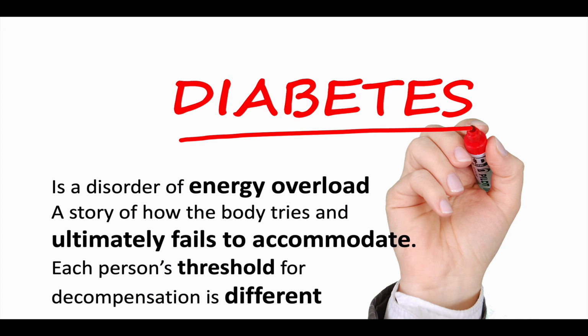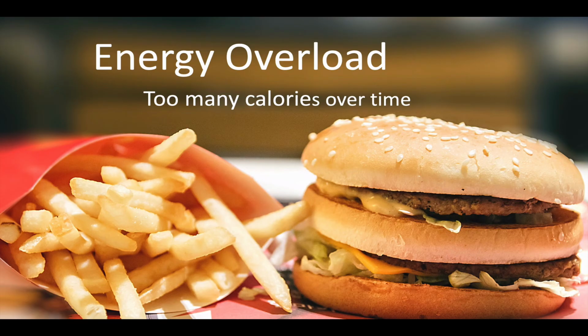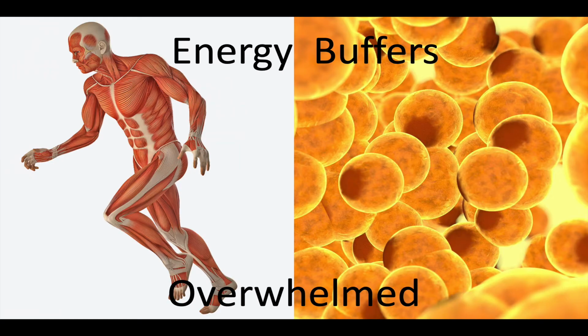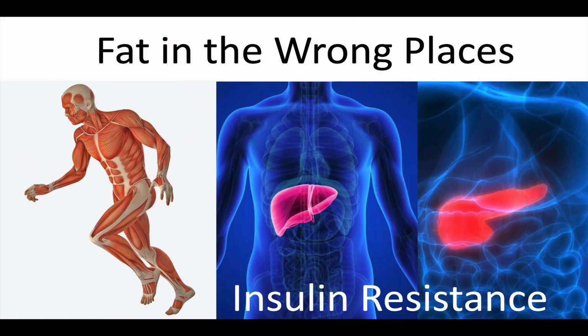And this really explains why we see people with diabetes who are very overweight, somewhat overweight, and sometimes we even see people who are diabetic who are not what we would describe as overweight. Nonetheless, this energy overload component exists because the threshold is different in each person. So energy overload means too many calories over time from a personal perspective. We've got the buffer for our glucose system, which is our muscles, and the buffer for all of the energy system, which is the fat. It gets overwhelmed and we get fat in the wrong places.